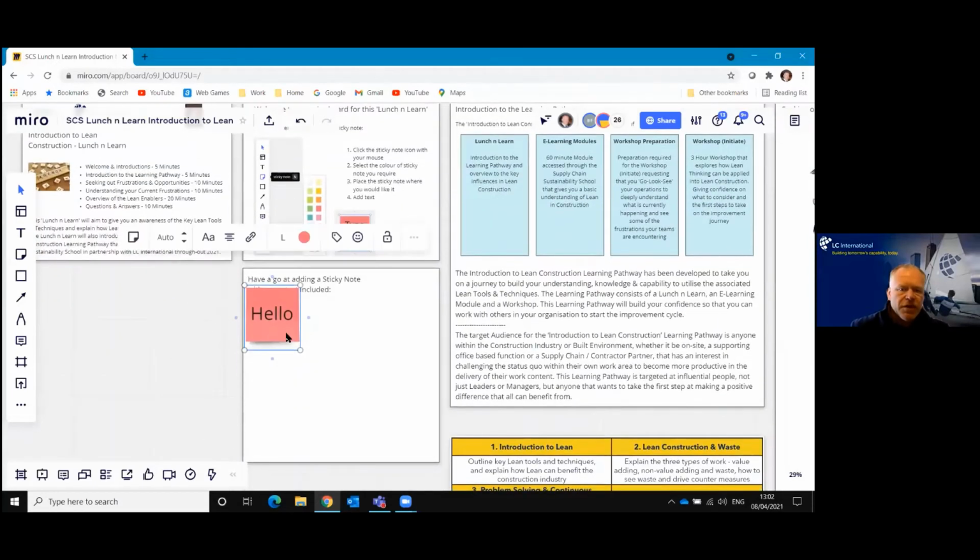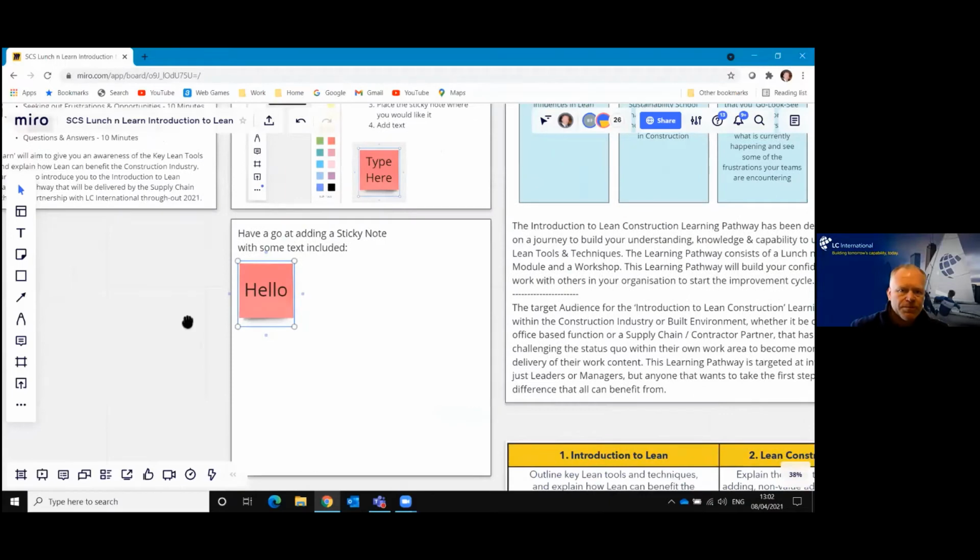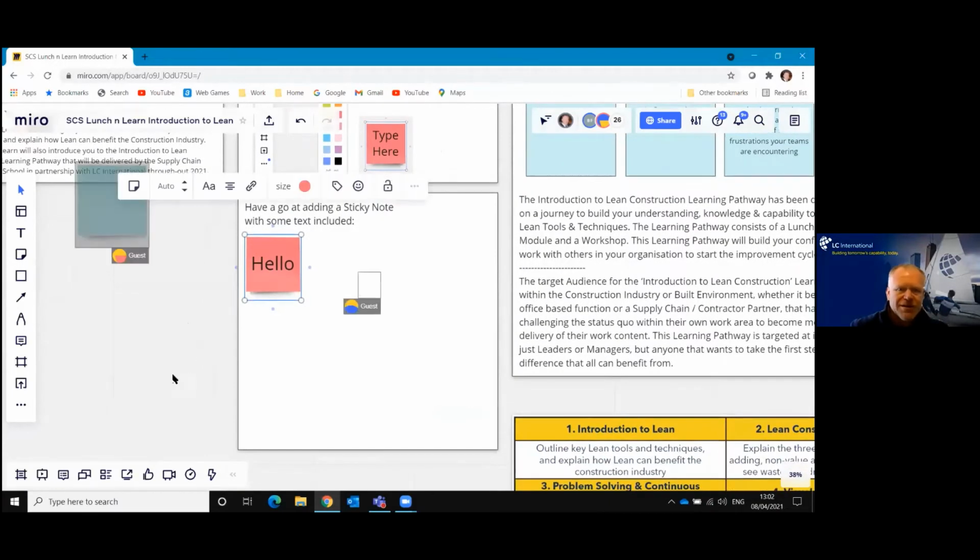So please feel free to have a go for the next minute or so of just adding a comment, a post-it note into this area that I'm just displaying now on the Miro board. Excellent, so we've got some guests just adding some thoughts in there.